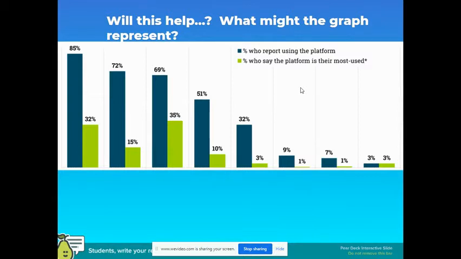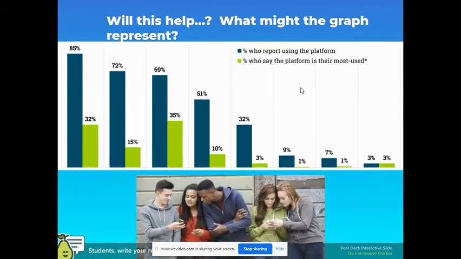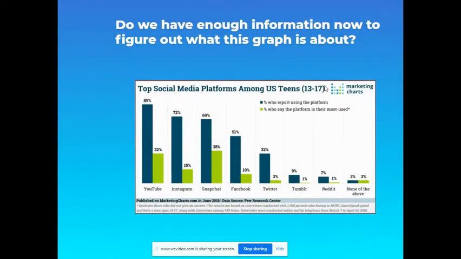Now, will this help? What if I add a picture? What might this graph represent? Do we have enough information now to figure out what this graph is about? As you can see now, we've added some things to the graph. Some things that are quite important to a graph, right? We have a quantity along the x-axis. So along the x-axis, you can see we have YouTube, Instagram, Snapchat, Facebook, Twitter, Tumblr, Reddit, and none of the above.